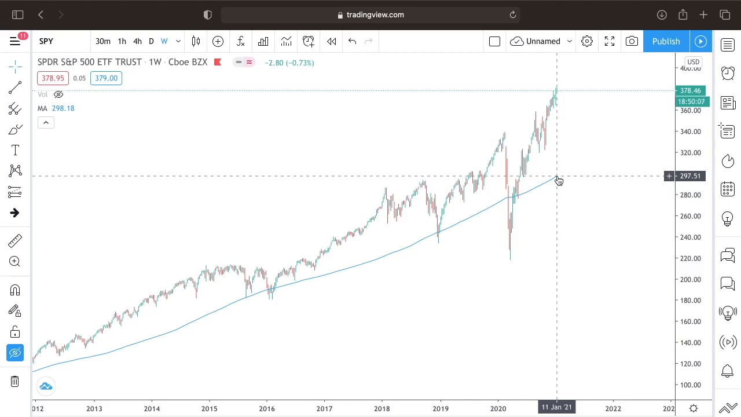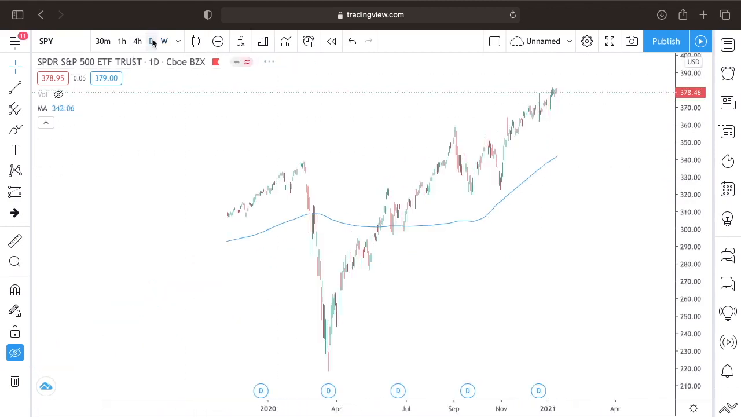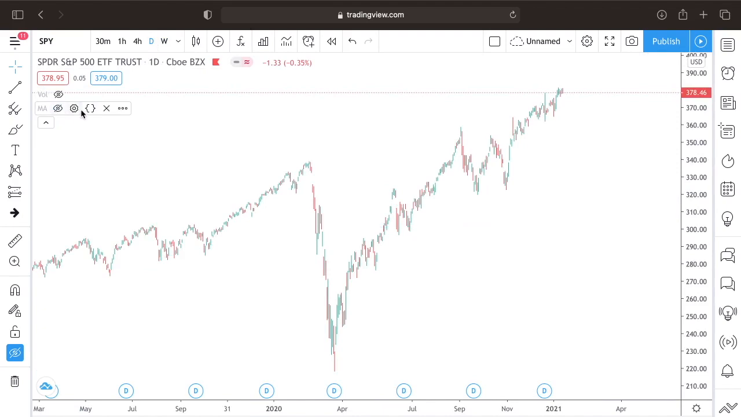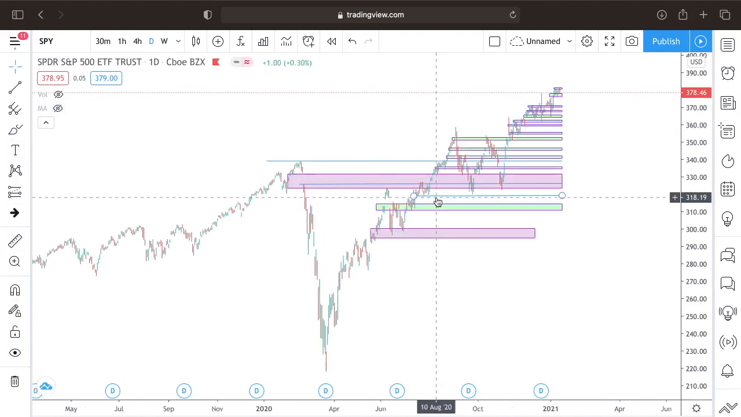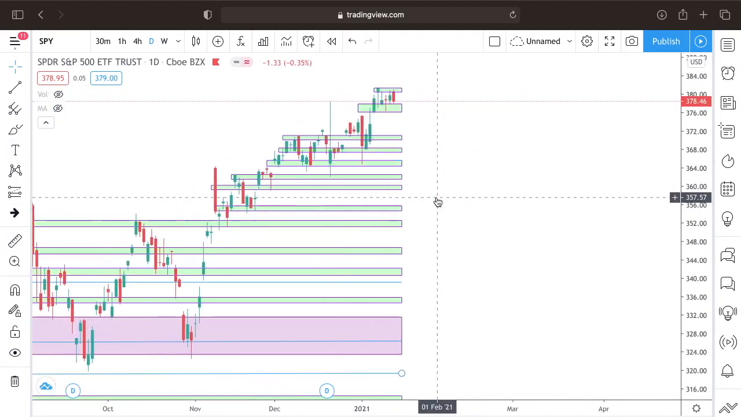So that is for the weekly time frame. Now let's move on to the daily time frame. So we'll clear the moving average and then bring on our technicals. Let's zoom in a bit over here to see where prices are currently.